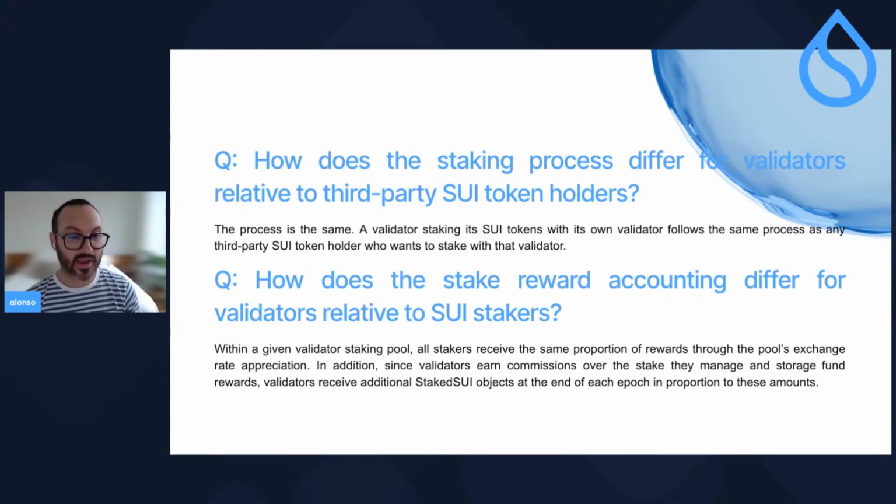Okay. How does the staking process differ for validators relative to third-party Sui token holders? Well, actually, the process is exactly the same. If a validator wants to stake Sui that it owns itself, it will do it through a client, and its Sui will be treated just as that of any third party. The only difference is that validators in their address will also be airdropped additional stake Sui objects over time as they start making commissions and rewards that accrue to the storage fund. In terms of accounting, there's a couple of slides at the end, so I'm going to skip this question for now, but you'll be able to see that in a second.